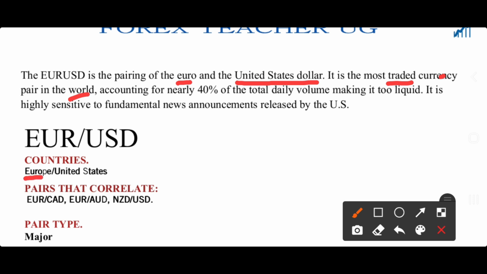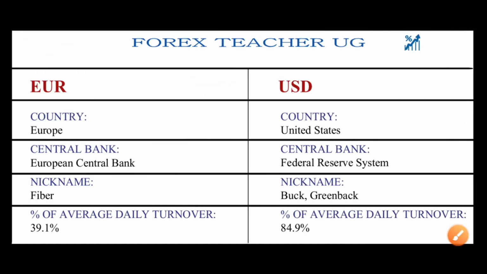The countries are Europe and the United States. It correlates with EUR/CAD, EUR/AUD, and the New Zealand dollar against the United States dollar, and the type is a major currency, as we see.